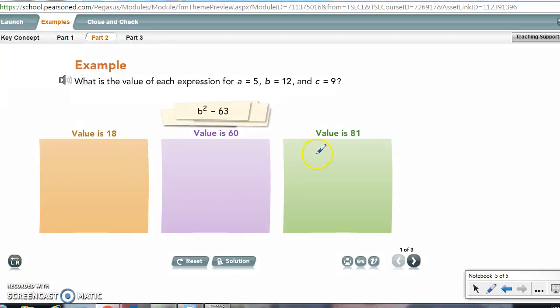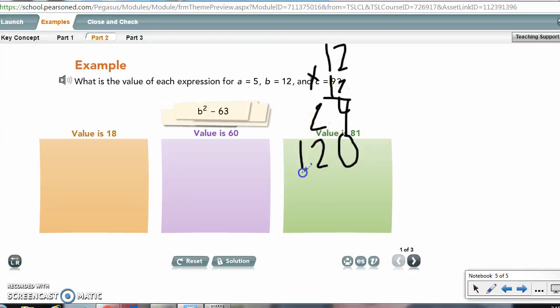For part 2, they want us to sort these and solve them. If A is 5, B is 12, and C is 9. So let's start with this first one. B squared. Well, I know that B squared will be 12 squared, or 12 times 12. So solve it with me. 2 times 2 is 4. 2 times 1 is 2. Bring down my 0. 2 times 1 is 2. 1 times 1 is 1. And I add them together, I should get 144.